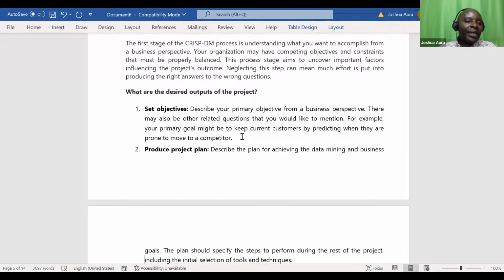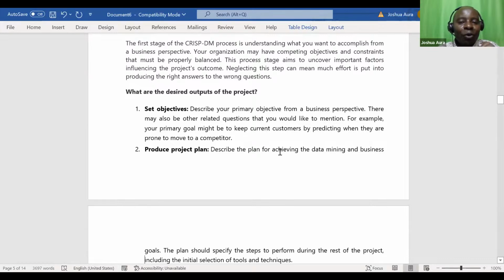Produce a project plan. It is at this stage of understanding the business that we shall be able to produce a project plan. I told you from the word go, a data analyst must be a good project planner, must be a good project manager. So you must know how to make the network. I'll do these activities from here to here. There are activities that have to wait for other activities to be done before I start doing them. There are ones that can be done concurrently. So I have to produce a project plan.